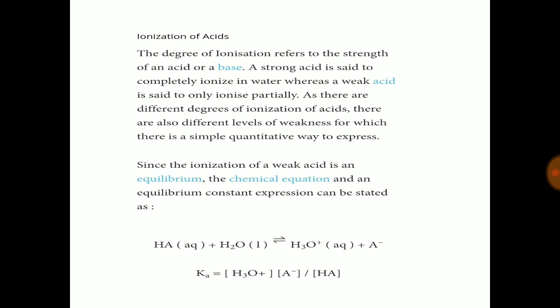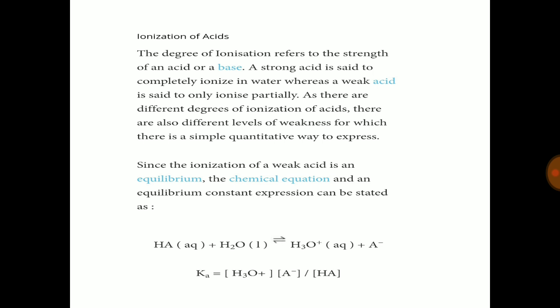Since the ionization of a weak acid is in equilibrium, the chemical equation and an equilibrium constant expression can be stated in this equation. This is the ionization of an acid. Say we have taken any acid. When this acid is dissolved in water, it gives H3O+ plus A-.